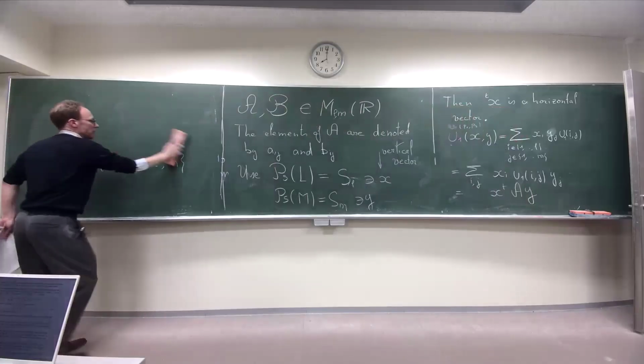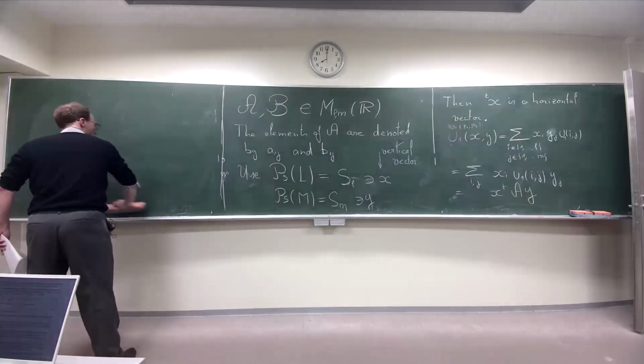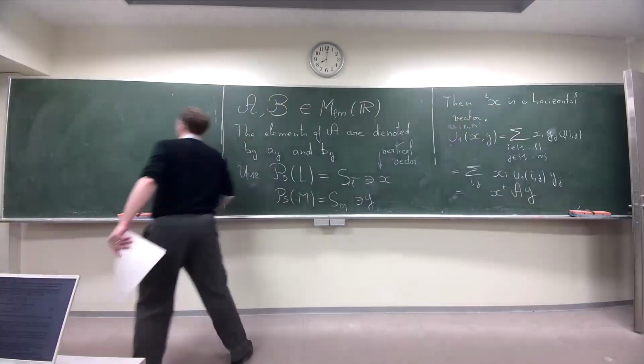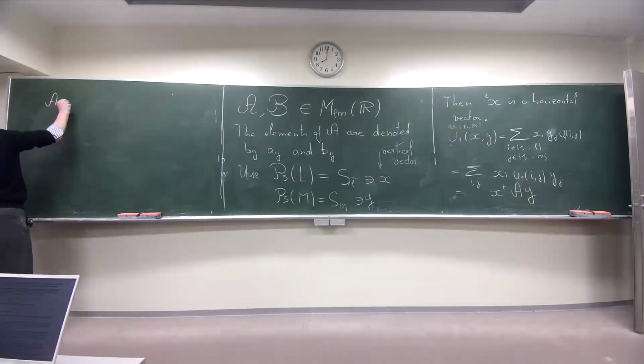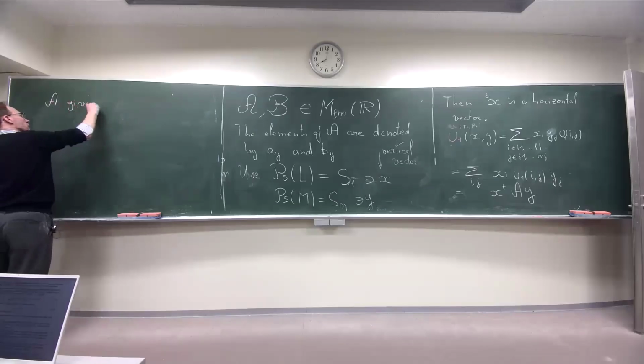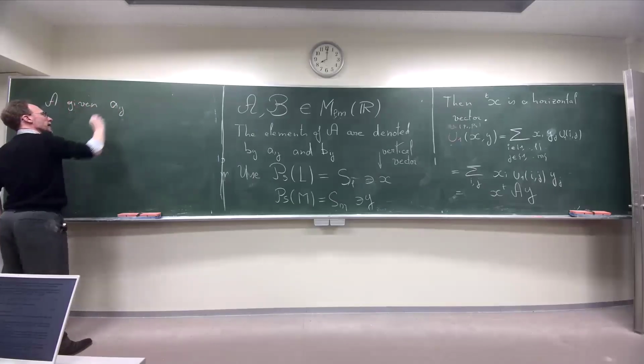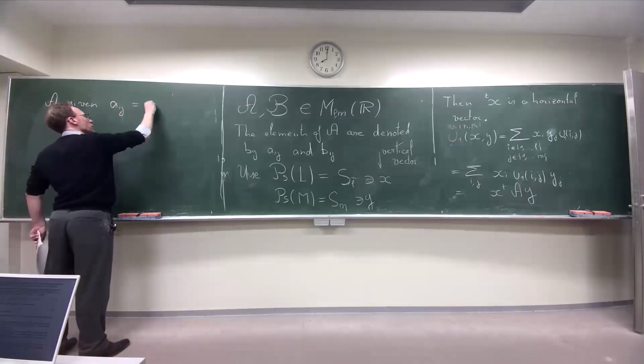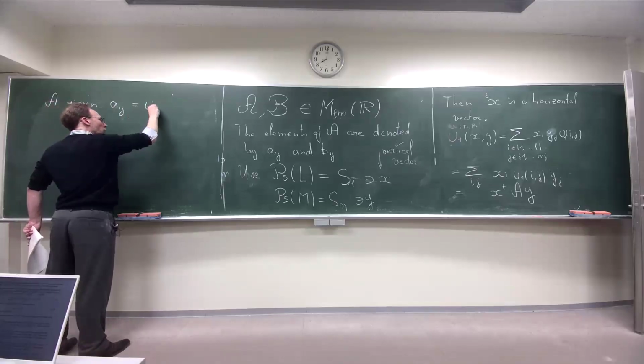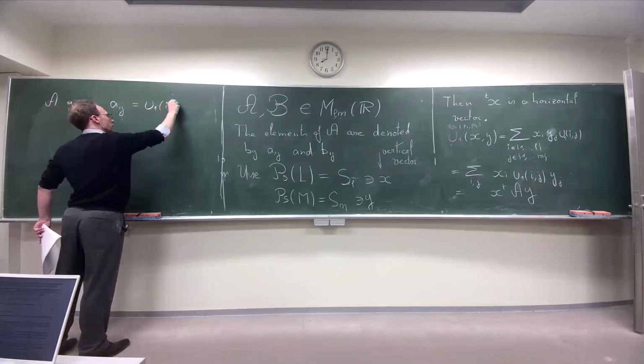And what is A? You can guess. A is a matrix given by the U1, so its entry Aij is nothing but U1 of ij.